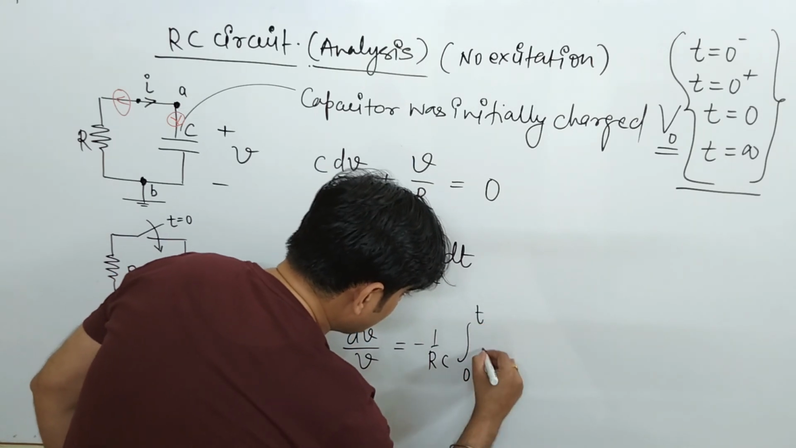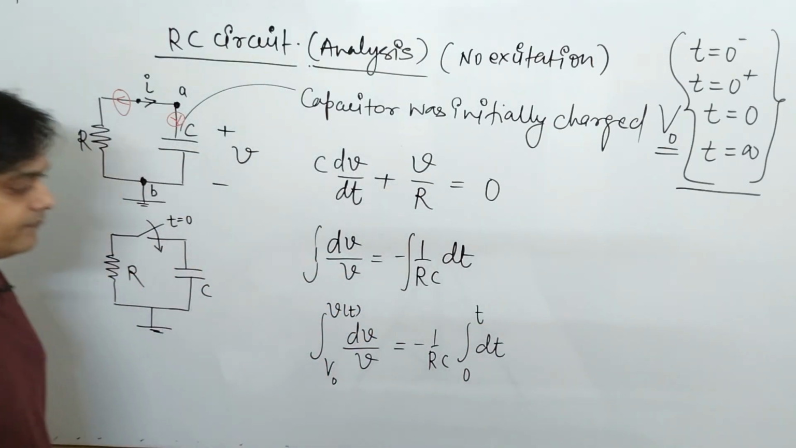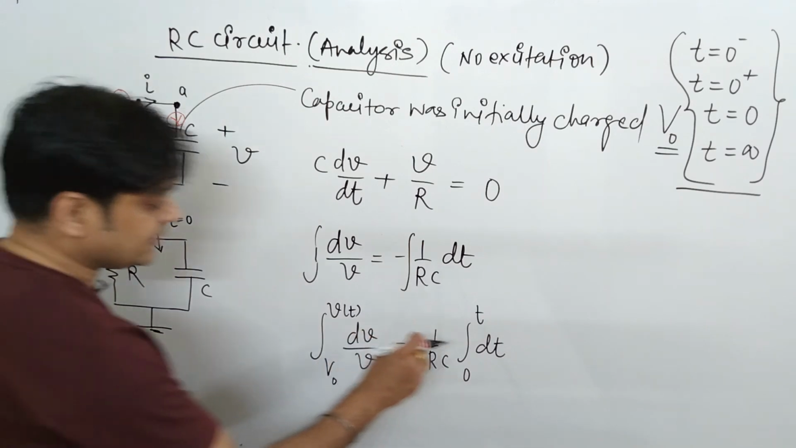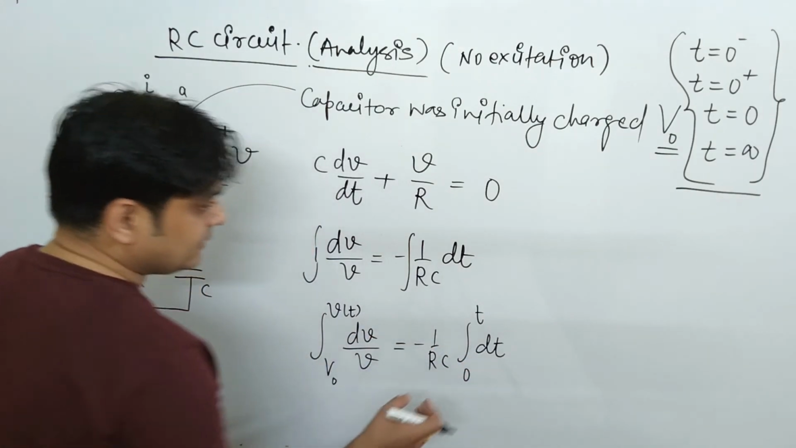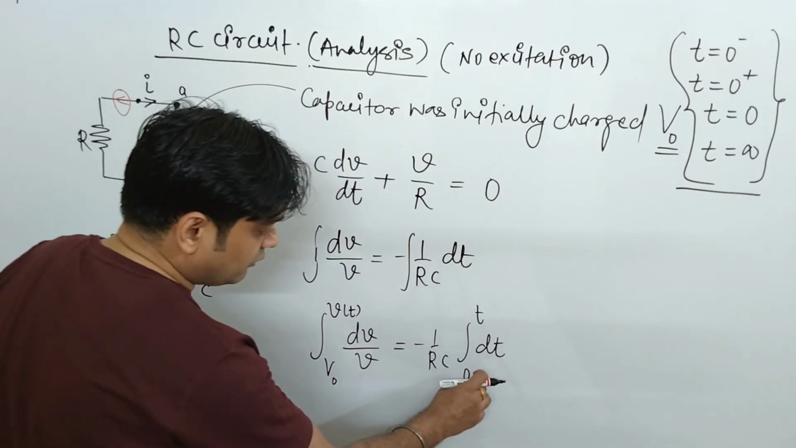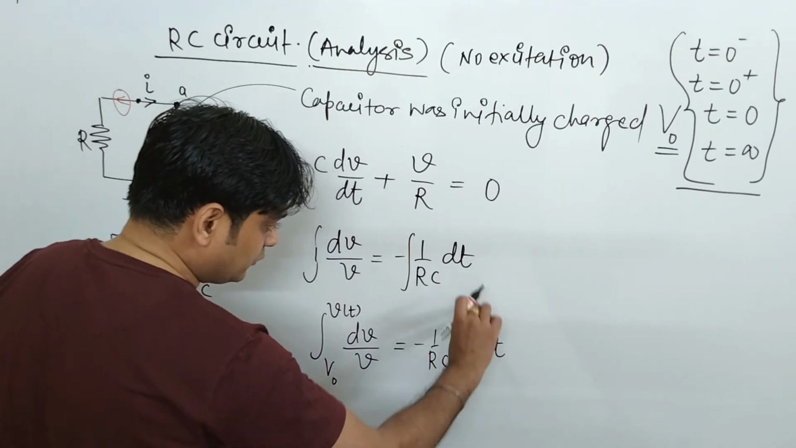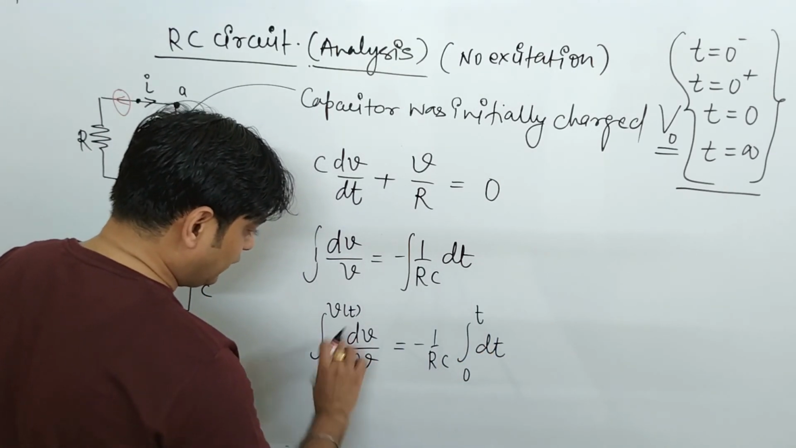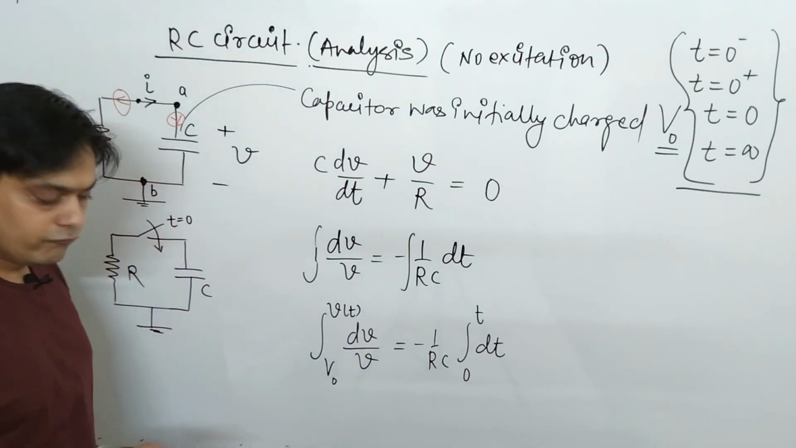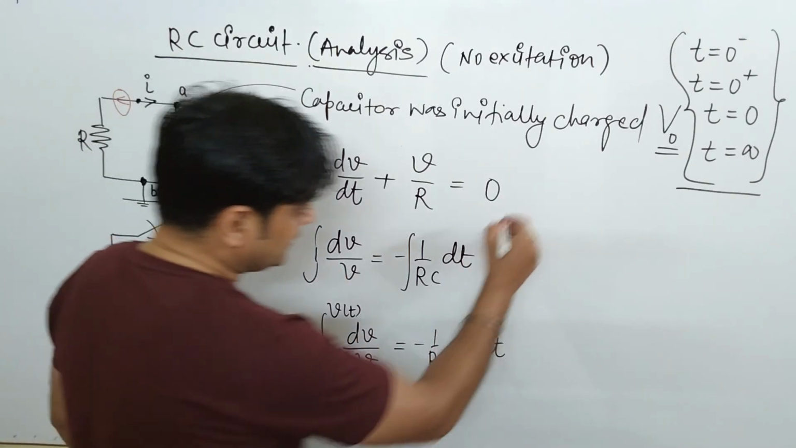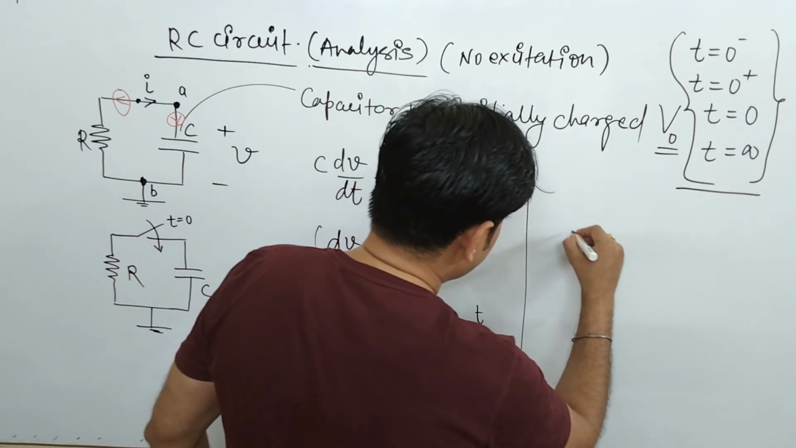So here the limit goes from 0 to t. Yes, because I have considered that initially, at time instant t equal to 0, some voltage exists, that is V0. So the limit goes from 0 to t for finding the solution from V0 to the function of Vt. Very simple. So if you solve this integral, what does it come to be?